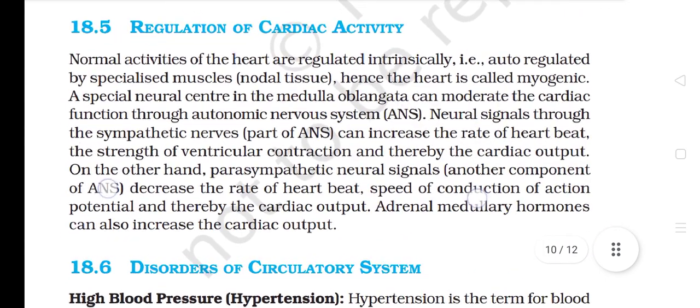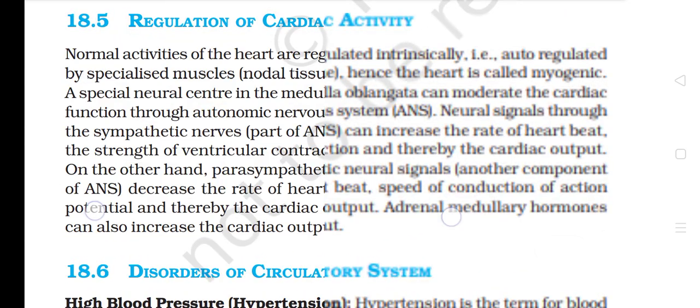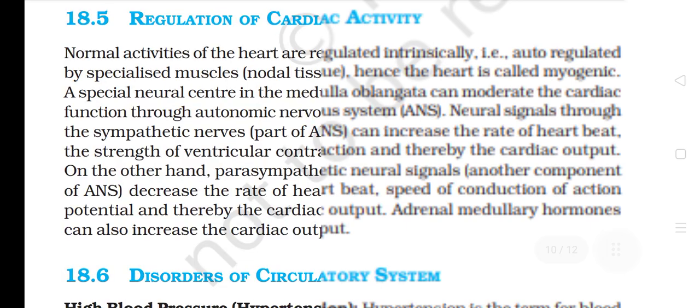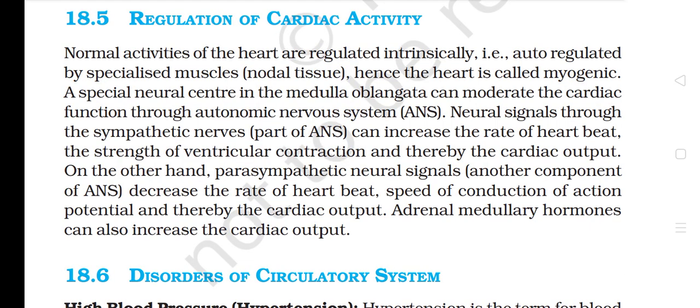18.5 Regulation of cardiac activity. Normal activities of the heart are regulated intrinsically, that is, auto-regulated by specialized muscles, nodal tissue, hence the heart is called myogenic. A special neural center in the medulla oblongata can moderate the cardiac function through the autonomic nervous system, ANS.